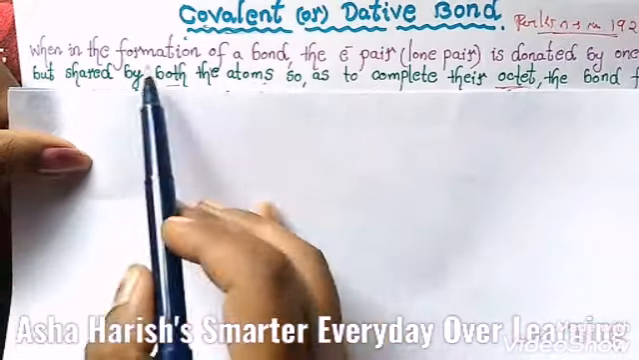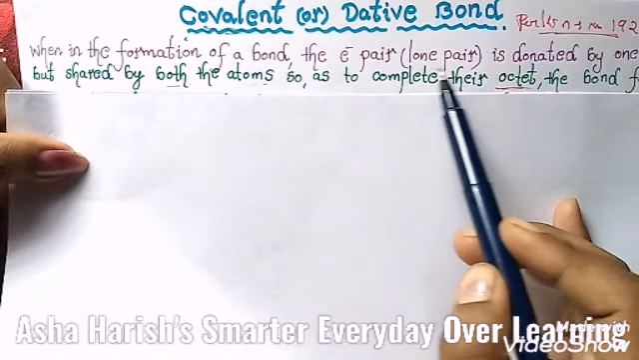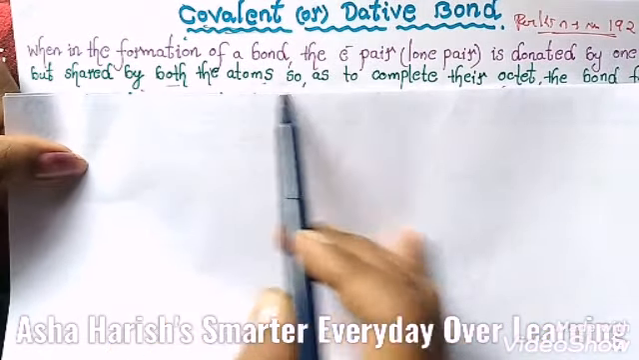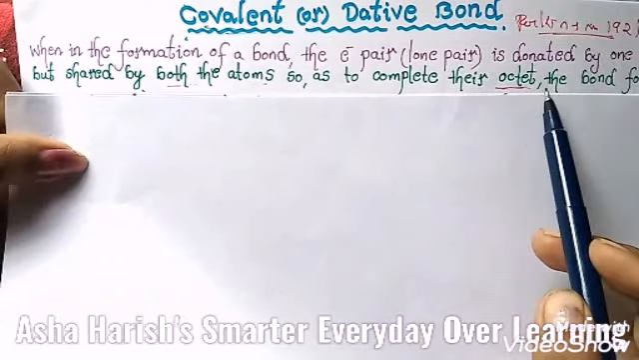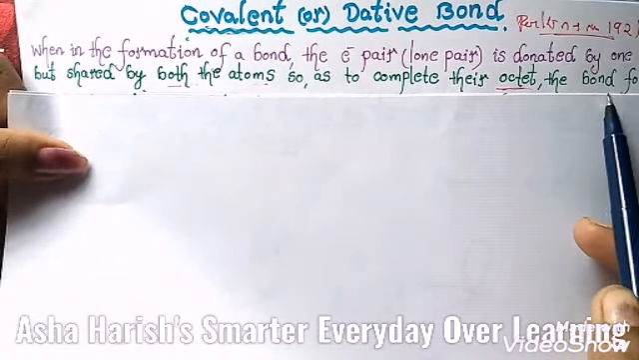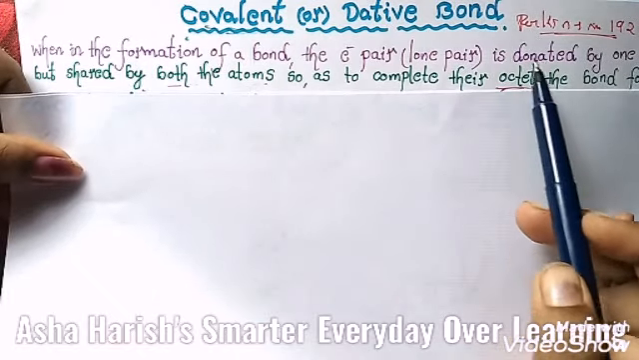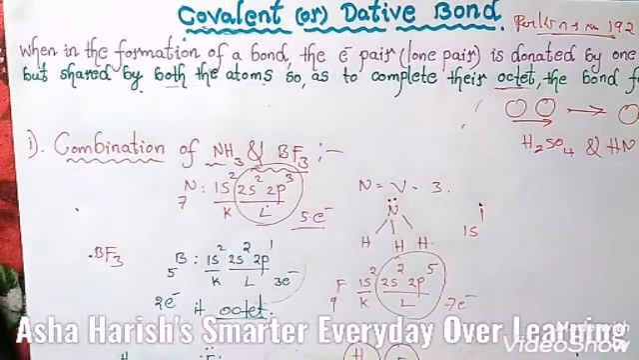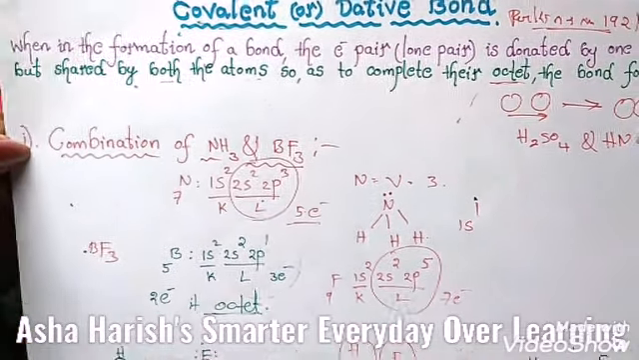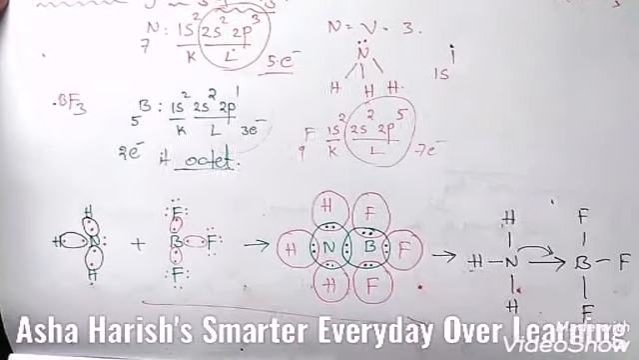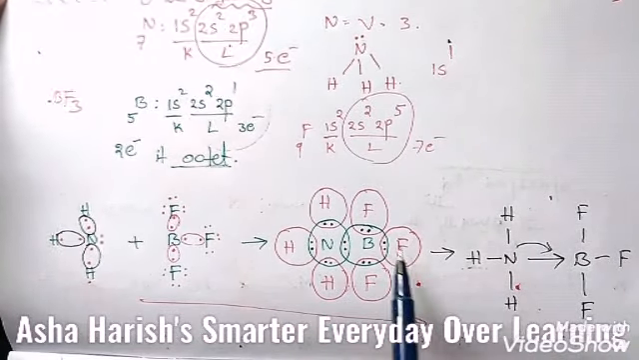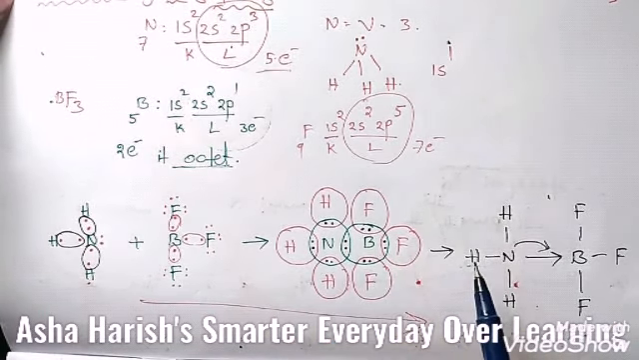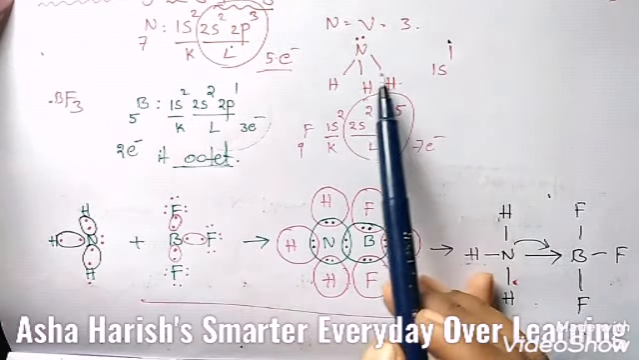The dative bond: when a bond is formed, the electron pair or lone pair is donated by one atom but shared by both the atoms, so as to complete their octet. According to this definition, I explained a number of examples, the combination of NH3 and BF3 molecule, and finally the molecular structure will be like this, based upon the Lewis dot structure, electron pairs, lone pairs and bond pairs, also based upon its electronic configuration.